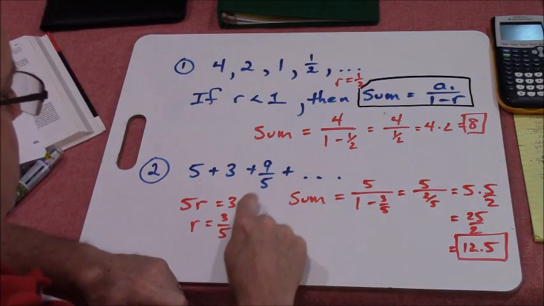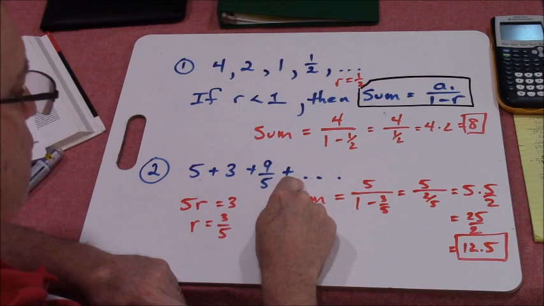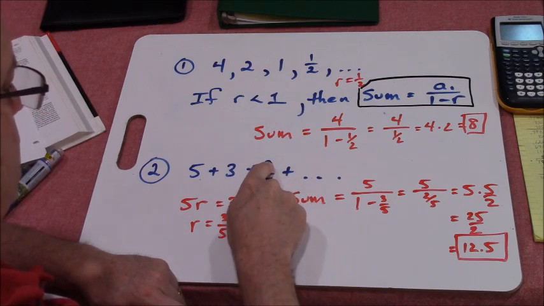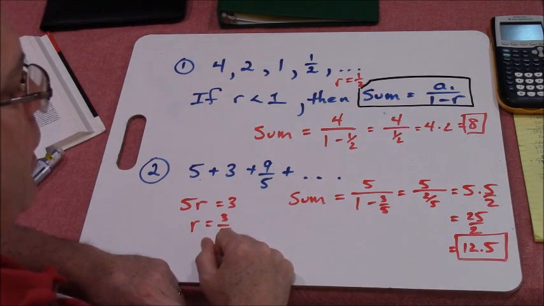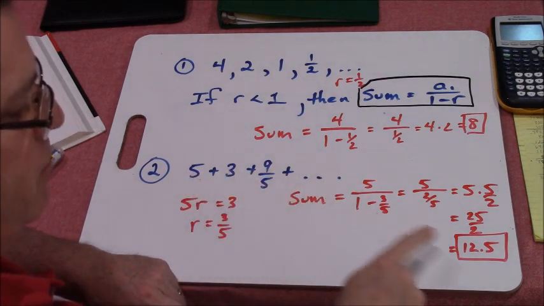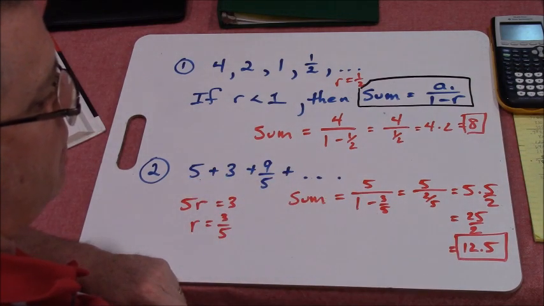If I kept on multiplying by 3/5 to get the next term, so what would that be? 27 over 25. And then I do that again, and I do that forever and add all those numbers up. That's what I should get.